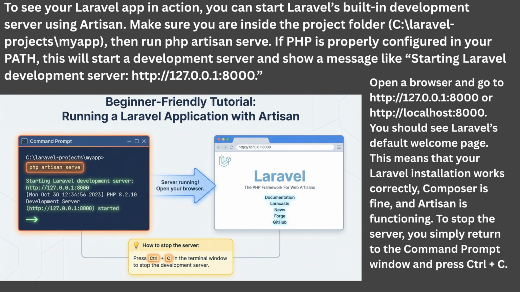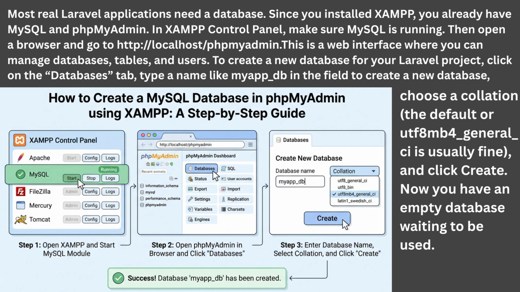Now that you can run your Laravel app locally, you're ready to start building routes, controllers, views, and full application features. Most real Laravel applications require a database to store information such as users, posts, products, or any other type of data your project needs. Since you installed XAMPP earlier, you already have both MySQL and phpMyAdmin included. To get started, open the XAMPP control panel and make sure the MySQL module is running.